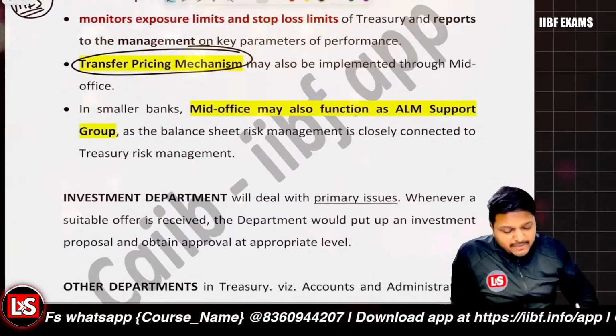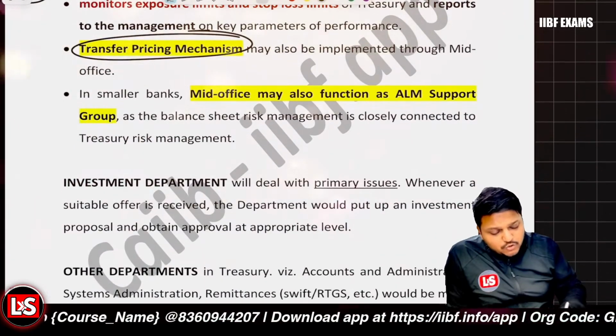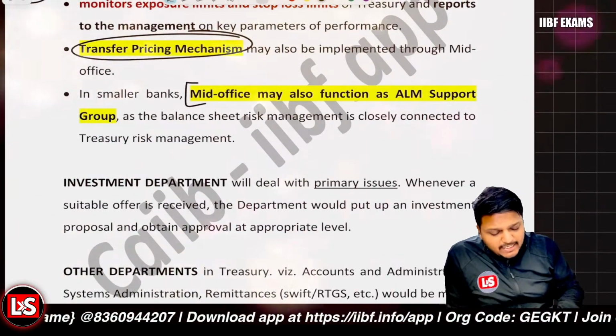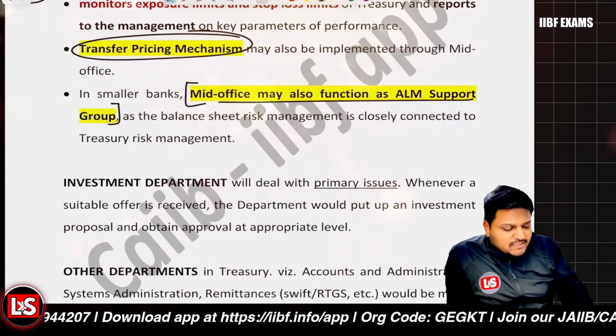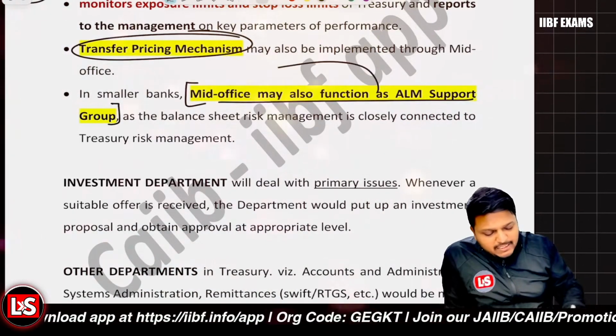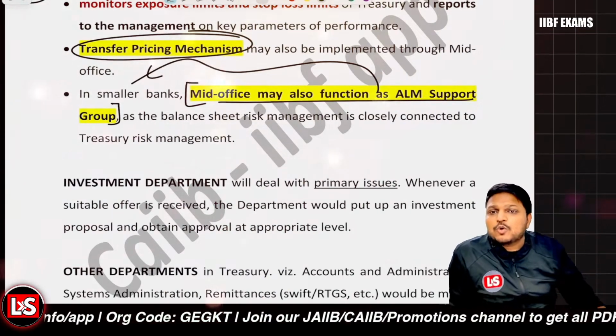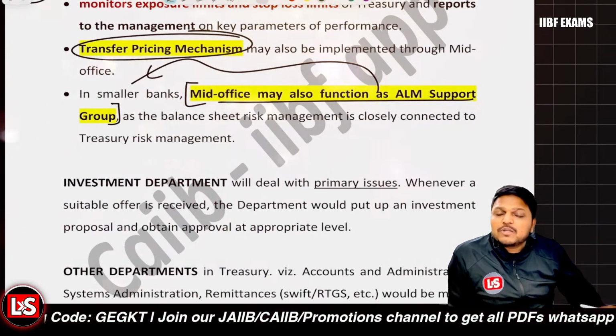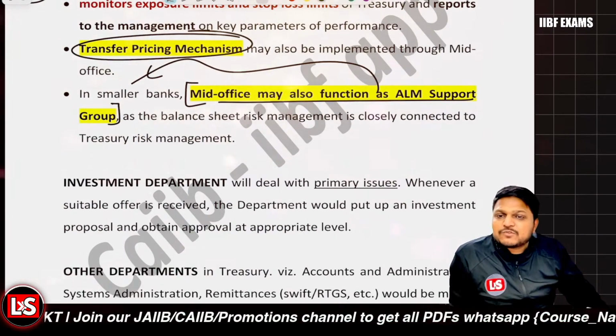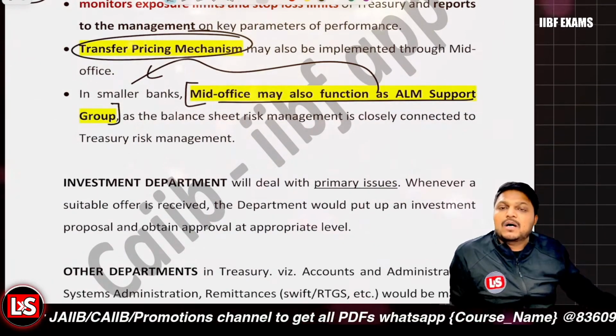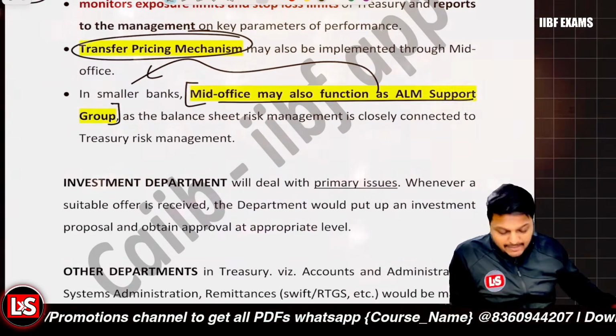And also in smaller banks, middle office also plays a function related to the ALM support group. Middle office itself plays the function of the ALM support group in case of small banks. Now, what is the ALM support role? ALM support role is like monitoring the maturity gaps, managing the interest rate risk, and monitoring the liquidity risk, right?